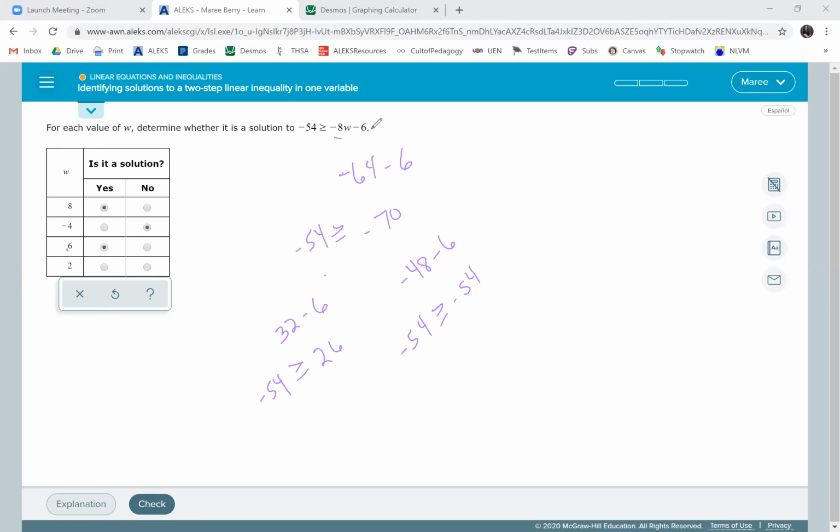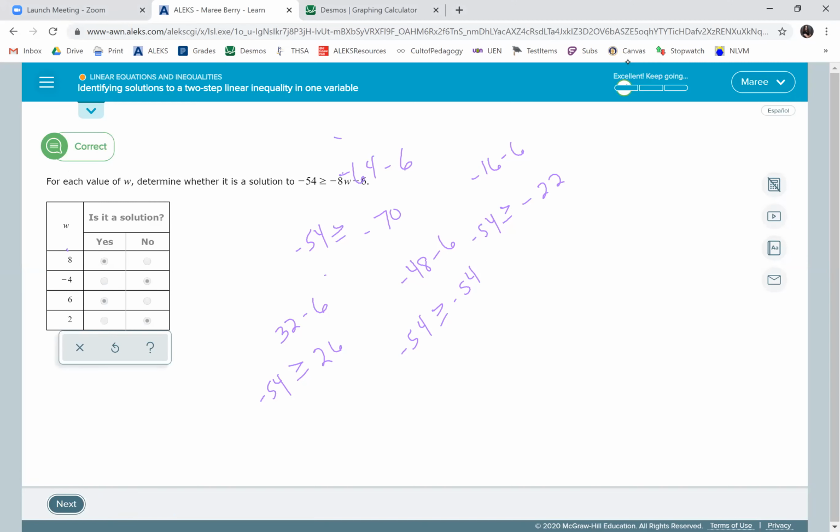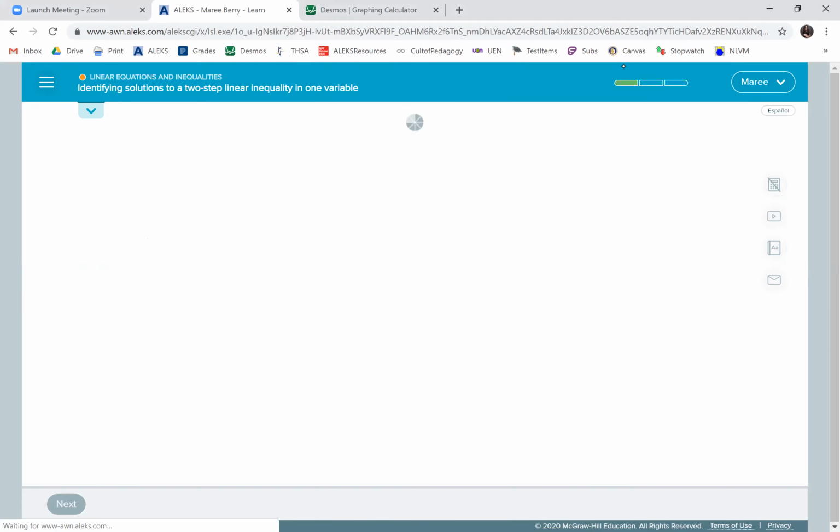So -8 times 2 is -16. Minus 6 is -22. And we want to know if -54 is greater than that. No, definitely not. It's a lot smaller. So there's 4. Looks like there's going to be 4 in all of our tables. So we'll just try one more. All we're doing is plugging in.